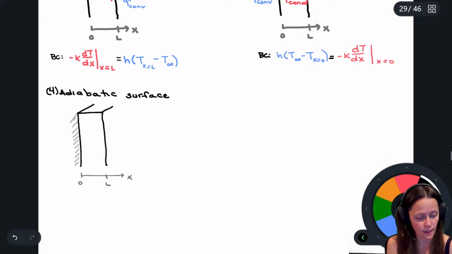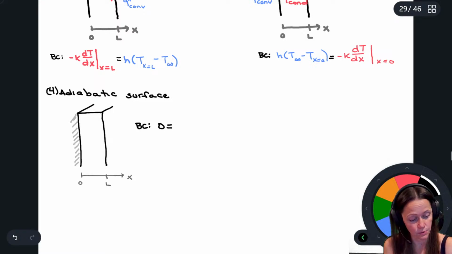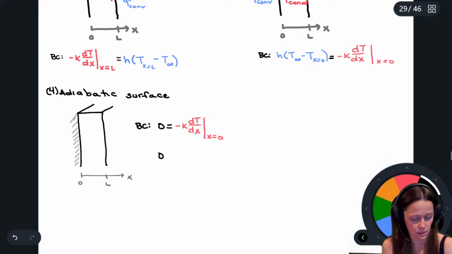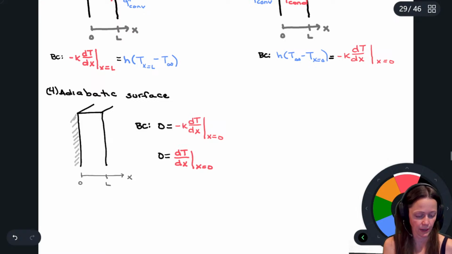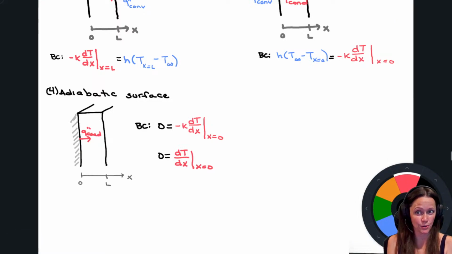So what you could say is that for your boundary condition, you would just say 0 is equal to negative k dT dx at x equals 0, or you could just leave that and say that's dT dx at x equals 0, right? Because there can't be, I can draw an arrow here, Q by conduction, but right there at x equals 0, there's nothing. All right.